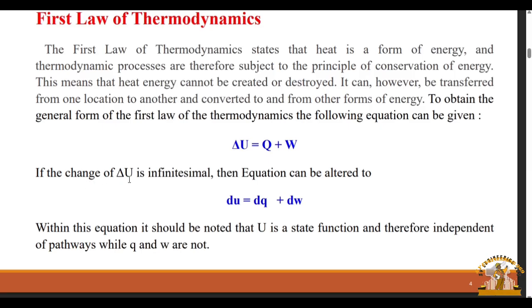If the change delta U is infinitesimal, then the equation can be altered to dU equals dQ plus dW. Within the equation, it should be noted that U is a state function and therefore independent of pathways, while Q and W are not.